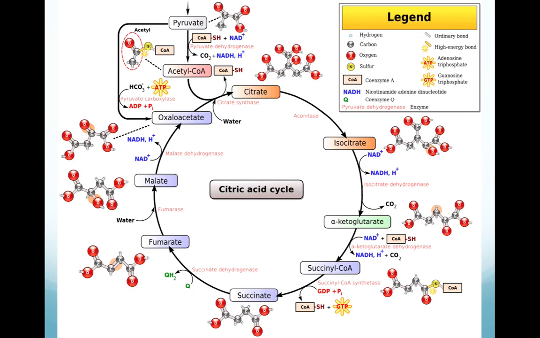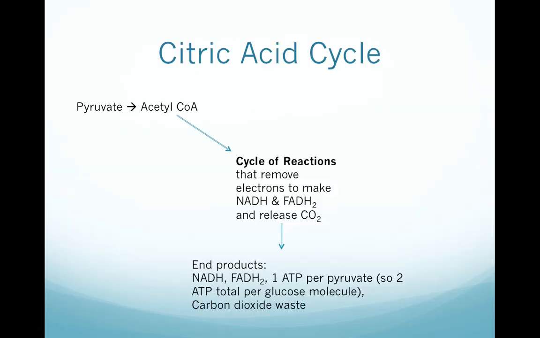However, you do not have to memorize every step in this cycle, so don't freak out. Actually, what you need to know is this. Pyruvate is converted into acetyl-CoA. Acetyl-CoA then enters a series of cyclical reactions where electrons are removed to make NADH and FADH2. FADH2 is just another electron carrier molecule, very similar to NADH, and then carbon dioxide is released as waste. A small amount of ATP is made in the process, so the end products per pyruvate molecule are NADH, FADH2, 1 ATP, and carbon dioxide.